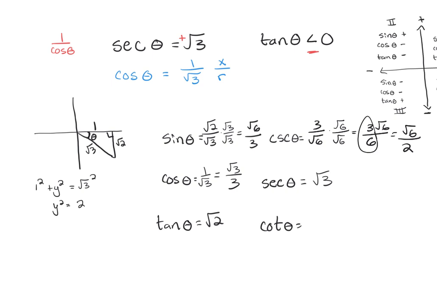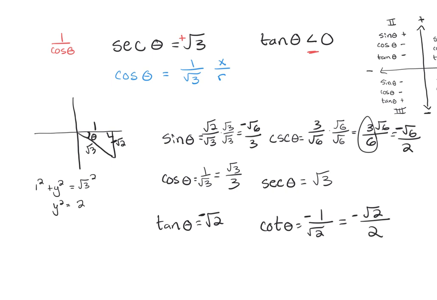And cotangent is, oh, I just realized, I made a mistake. We've got to back up a little bit. That y value's got to be negative because we're in quadrant 4. So that means our sine is negative, cosecant is negative, tangent is negative, and then cotangent is also negative: 1 over square root of 2, which is negative square root of 2 over 2.